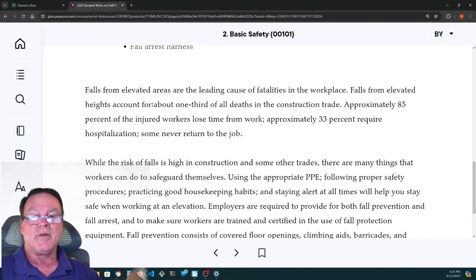So remember, the fatal four: falls are number one. Falls from elevated areas are the leading cause of fatalities in the workplace.